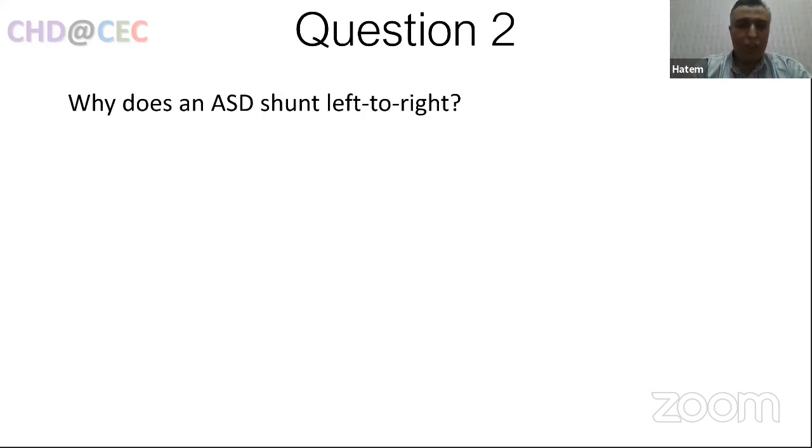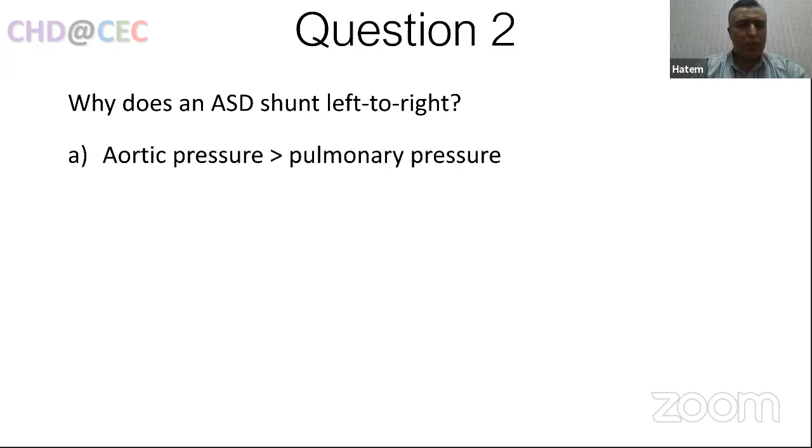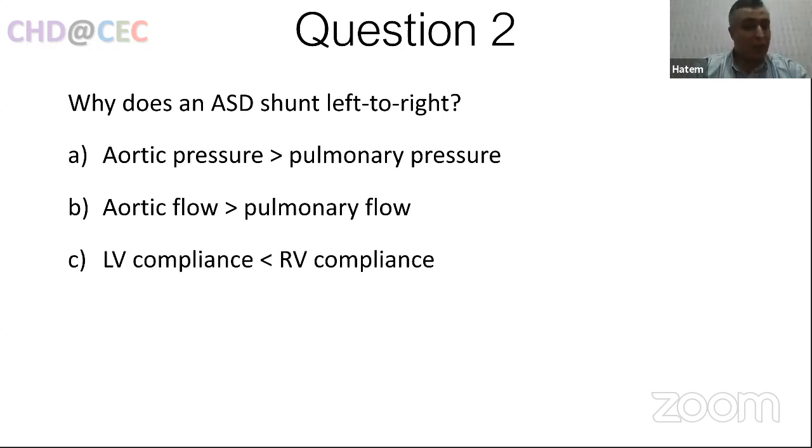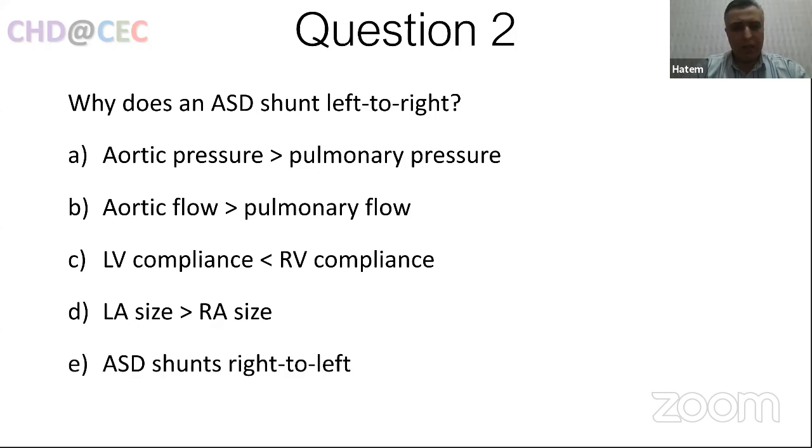So question 2 is, if a patient has an ASD, and this ASD shunts left to right, why do you think this happens? Is it because aortic pressure is higher than the pulmonary pressure? Is it because aortic flow is higher than pulmonary flow? Is it because LV compliance is less than RV compliance? Or because left atrial size is bigger than right atrial size? Or actually, ASD shunts right to left, not left to right. So choose an answer and let us know.